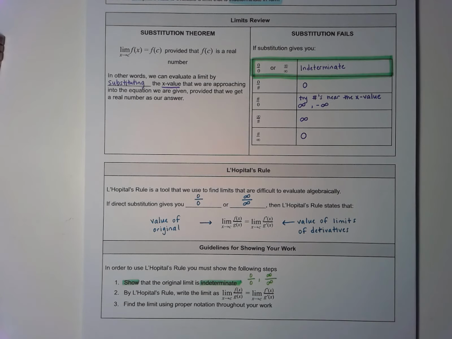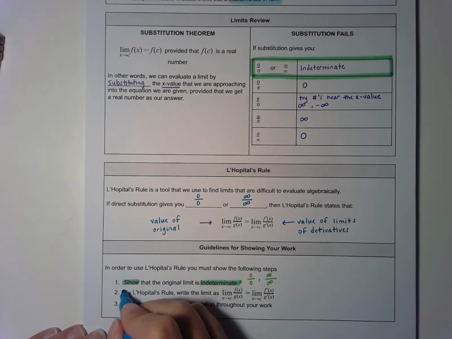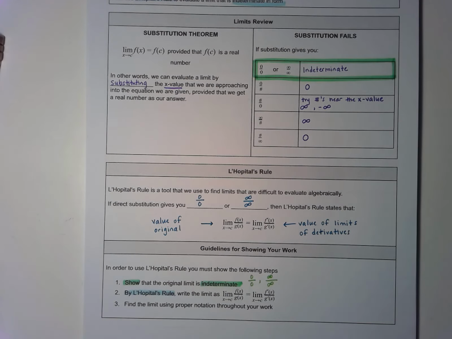Then you have to say the words by L'Hopital's rule. So you have to say that you're using L'Hopital's rule, and you have to say that the limit that you originally had is equal to the limit of the derivatives. Finally, you can actually find the limit by using proper notation and showing your work.